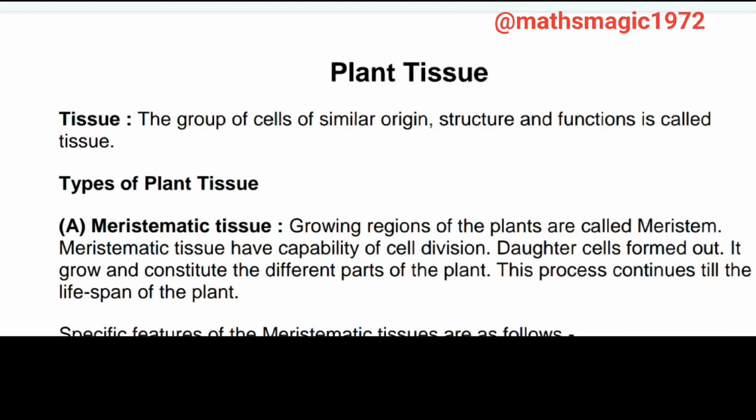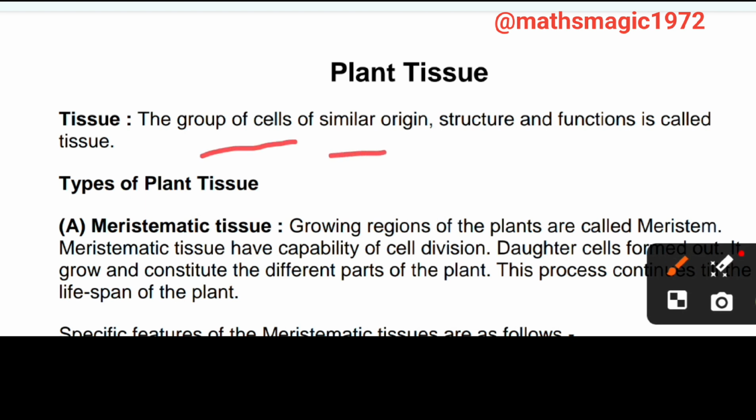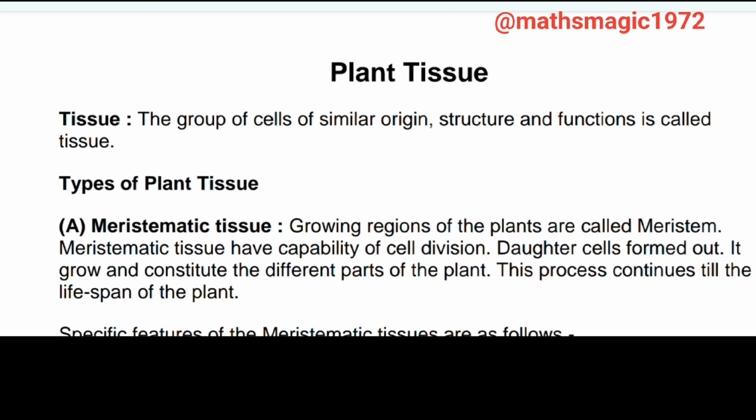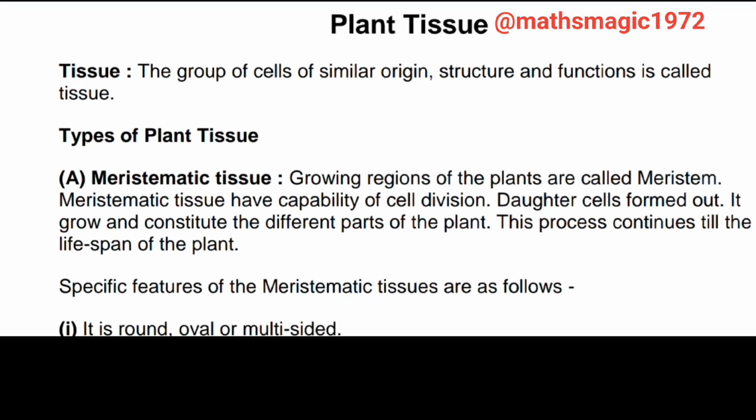Plant tissue. Tissue: the group of cells of similar origin, structure and function is called tissue. You have seen types of tissue, types of plant tissue.